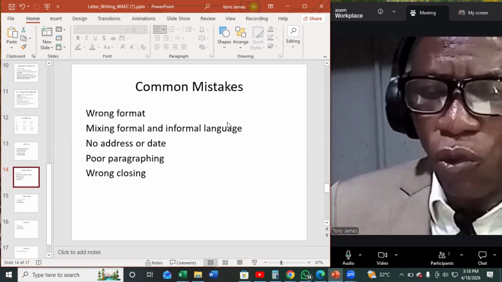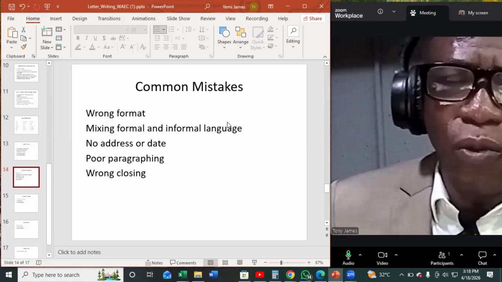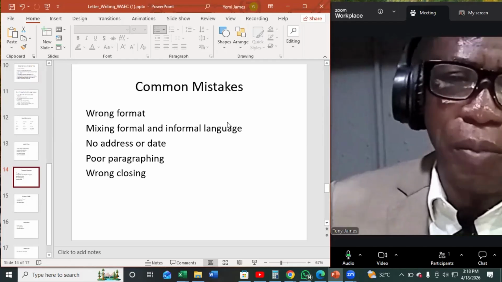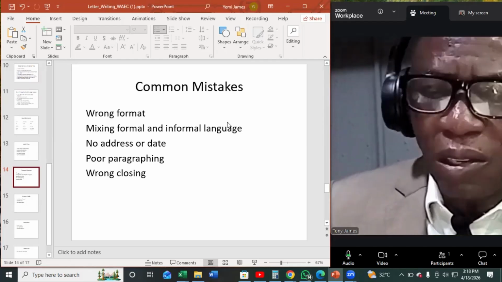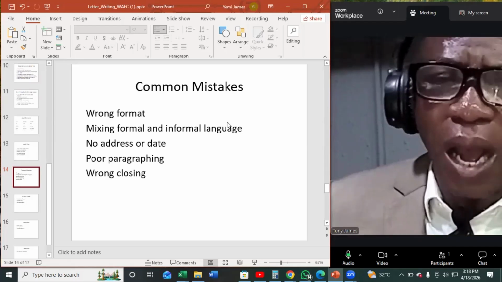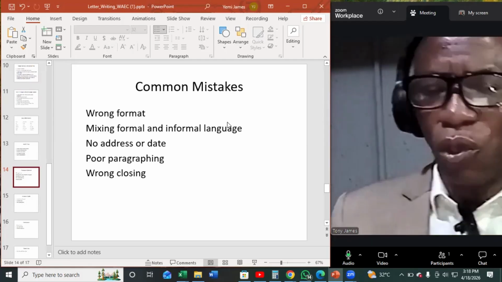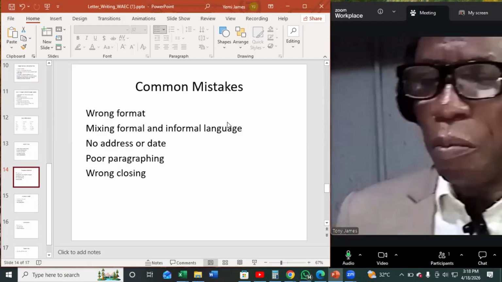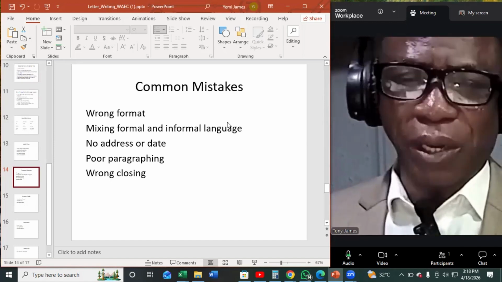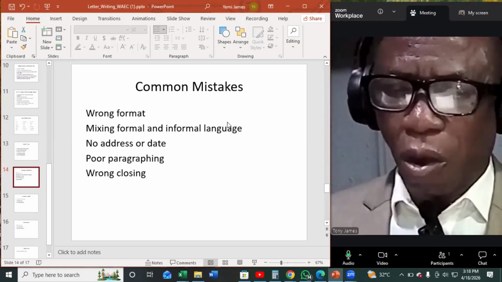Or mixing of formal and informal language. When your language is between formal and informal in a particular letter, then you'll be having problem. If you are writing an informal letter, stick to informal language. If you are writing a formal letter, stick to formal language. As we study further, you will understand more about what we can classify as formal or informal. And most importantly, when you join my online classes, we'll be able to show you more of such.